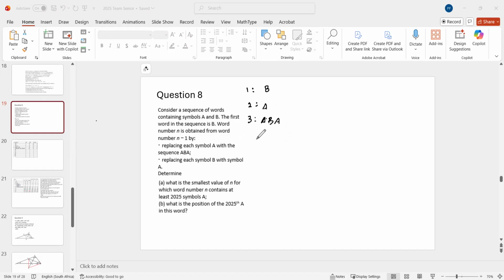All right, so that is your third word. The fourth word, we'll break it up into 3 groups here. The first A becomes ABA, the B becomes A, and the A becomes ABA. Let's just write the fifth word also. Now this part here becomes, the first A is ABA, the B becomes A, the A becomes ABA.